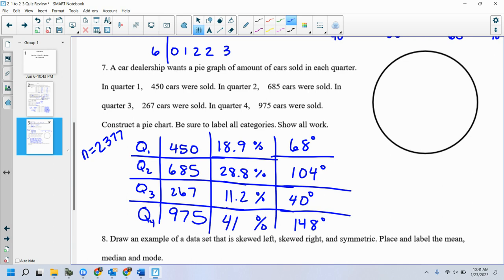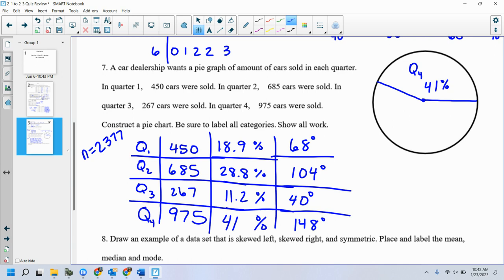Okay, let's make our pie chart now. Let's go with our biggest chunk. In Q4, we had 148 degrees. So here's 90 degrees, 180 degrees is down here. So 30 past would be 120, 150 here, so something like that. This is going to be Q4 with 41% of sales.